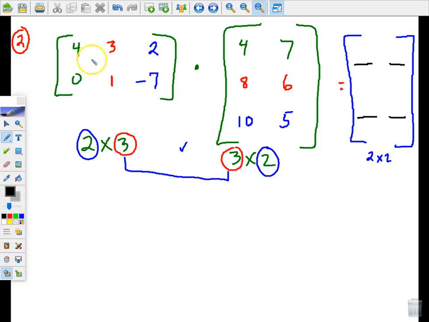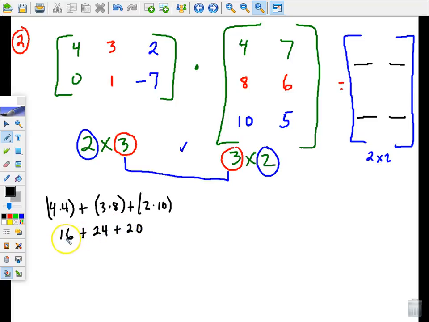All right, so 4 times 4 plus 3 times 8 plus 2 times 10. Okay, and now we just simplify all this out. This is 16 plus 24 plus 20. 16 plus 24 is 40. 40 plus 20 is 60.